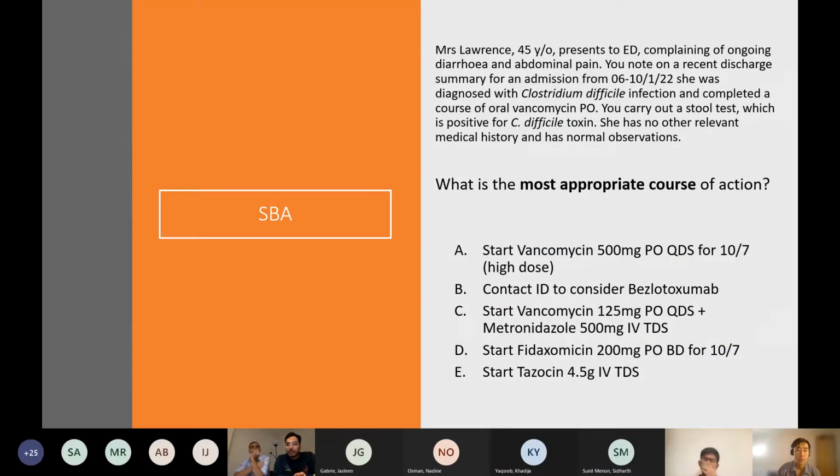About C. diff treatment, and I've put this here particularly for the final years because it's a change. There's been a change in guidance since we've last had fourth year. So see if you can answer this question. I got this wrong when James sent it to me.